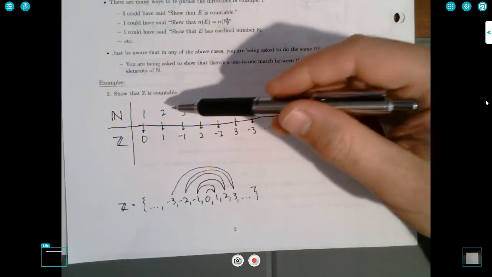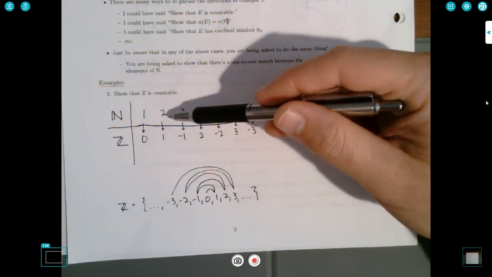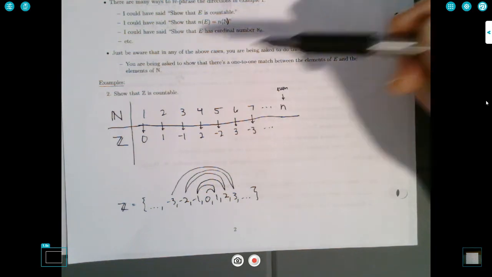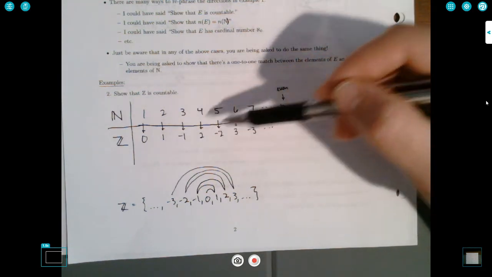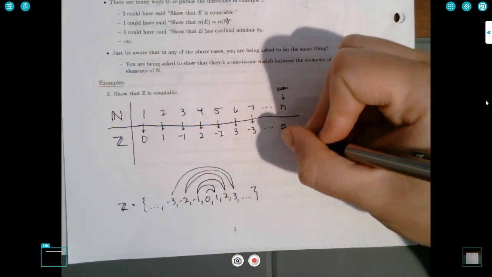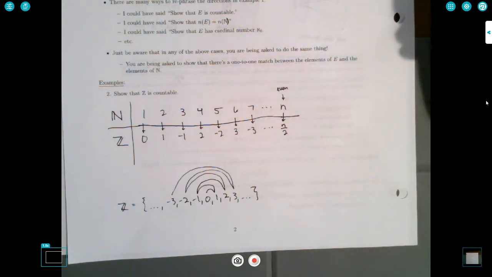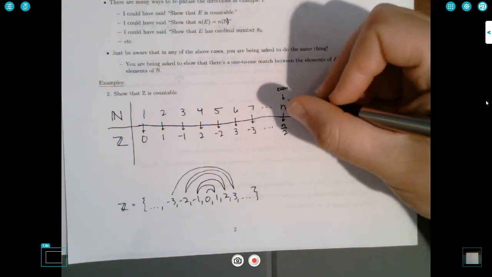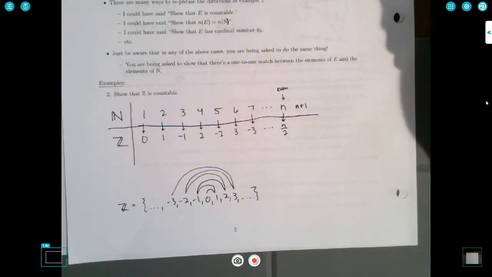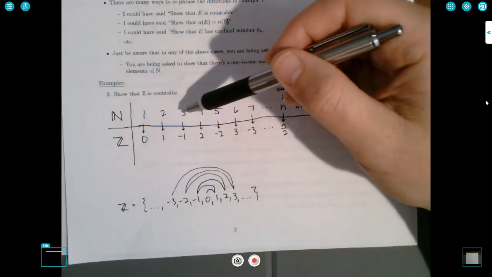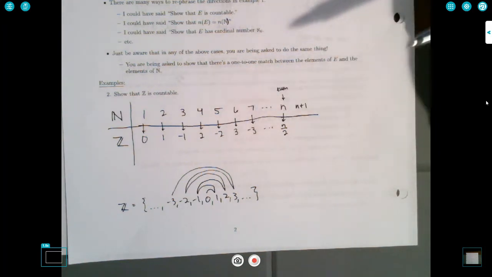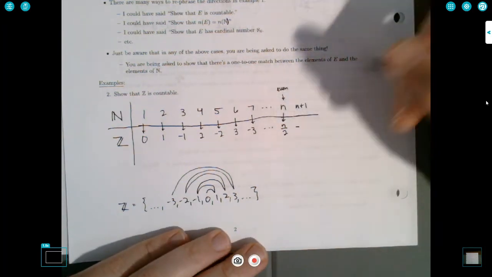So it looks like they're all getting mapped to their number divided by 2, right? 2 divided by 2 is 1, 4 divided by 2 is 2, 6 divided by 2 is 3. So it looks like this is just getting sent to the number divided by 2. But now if n is even, then n plus 1 is odd. And what's n plus 1 going to get sent to? So what are all the odd numbers getting sent to? Well, 3 gets sent to -1. 5 gets sent to -2. 7 gets sent to -3. So they're all getting sent to negative numbers.